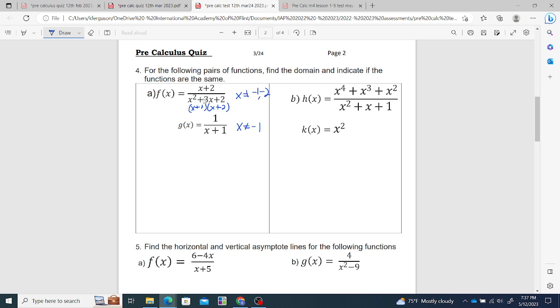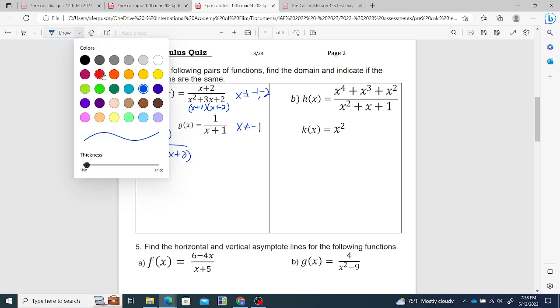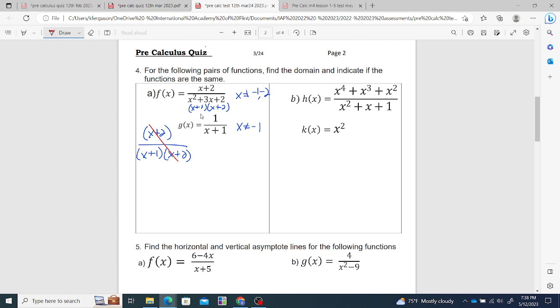So if I factor this, I've got x plus 2 over, and then if I factor this, these two things cancel each other out. So I would have 1 over x plus 1, but these would not be the same function because the domains are not the same. So nope, because the domains are not the same.